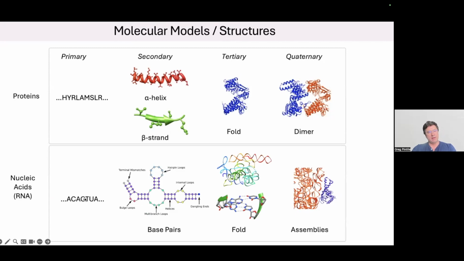We also started to look more at nucleic acids, or RNA. In terms of RNA, at the primary level, we also have the sequence. The secondary structure level is more about which nucleotides interact via base pairs with other nucleotides. You'll often see these diagrams, and they have slightly more complex shapes, and different terms are used for these. We have helices as well, loops, various types of loops, and so on. At the tertiary level, we also have just the overall shape. And then we can also have assemblies, including multiple RNA fragments or RNA-protein complexes.